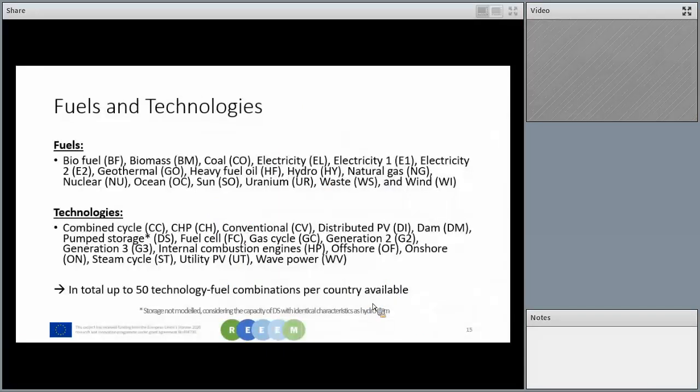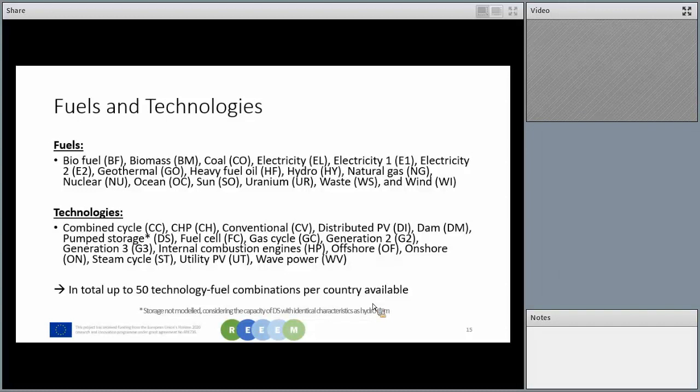The generic set of fuels and technologies is shown here. So first we have a set of fuels reaching from liquid biofuels over biomass, coal, a set of different types of electricity, geothermal, heavy fuel oils or oil products, hydro, natural gas, nuclear, which is based on uranium, ocean energy, solar energy, waste, and wind, which then can be used by a set of the technologies listed below. So not every technology can use every fuel, clearly. However, many fuels can be used by more than one technology. So we have, for example, offshore wind and onshore wind, as well as combined cycle power plants or gas cycle power plants. So overall, this sums up to 50 technology fuel combinations per country.